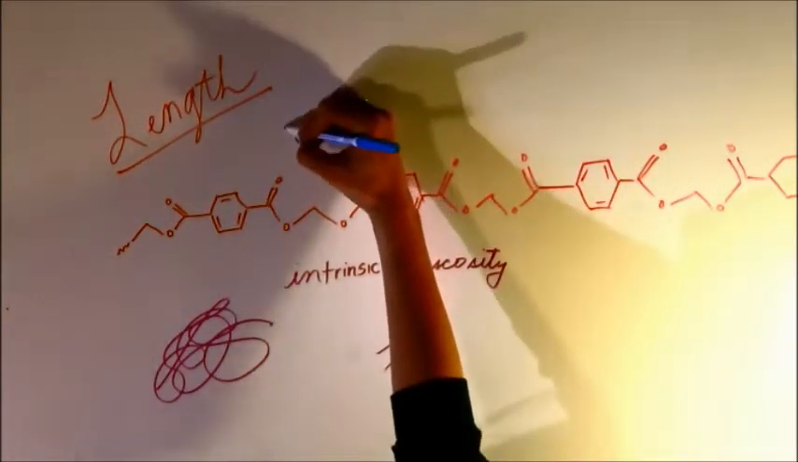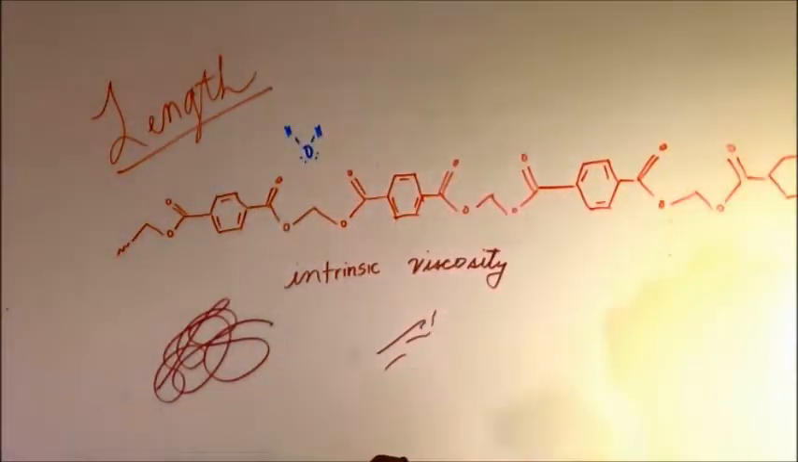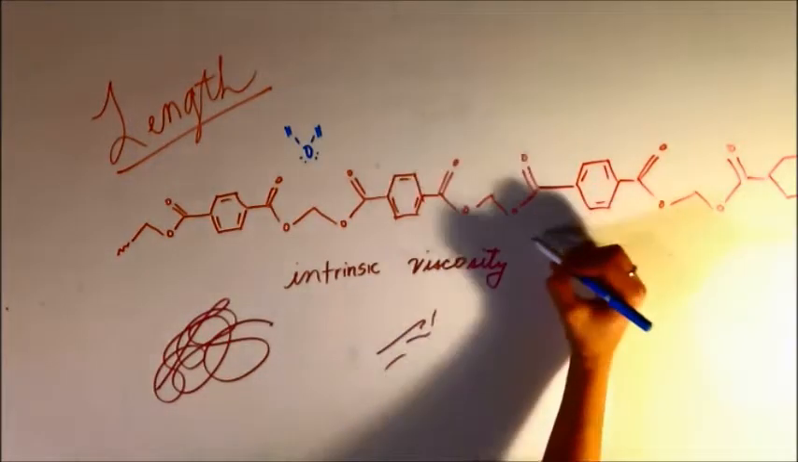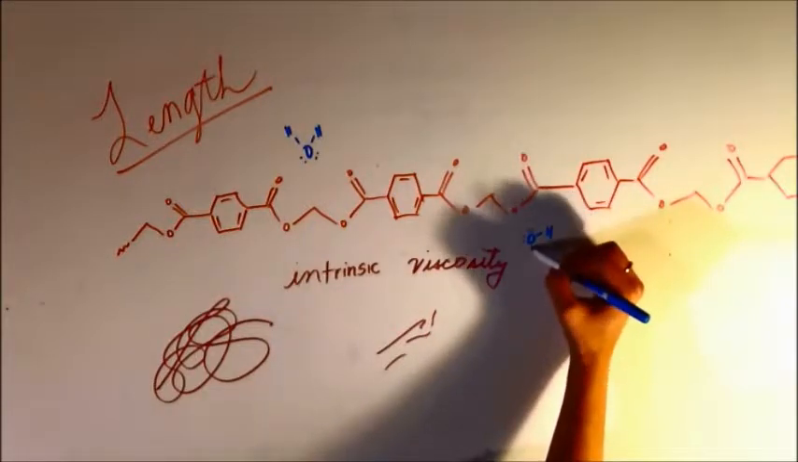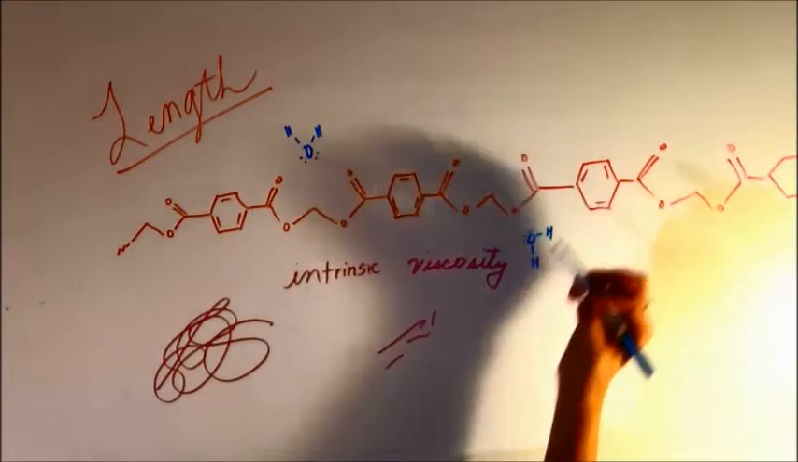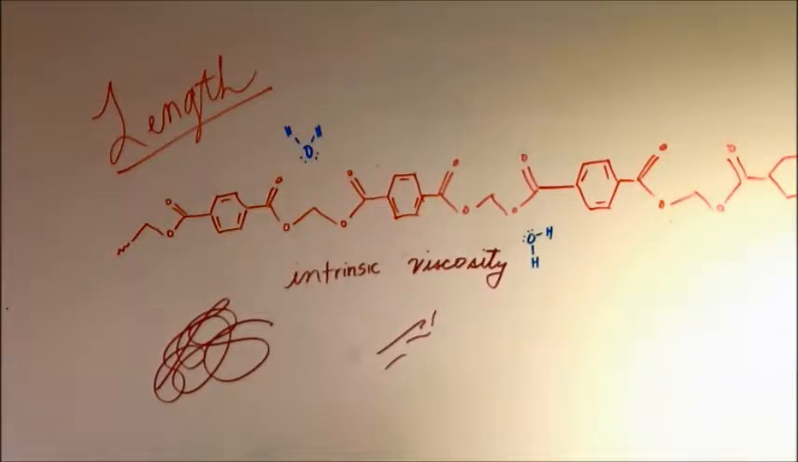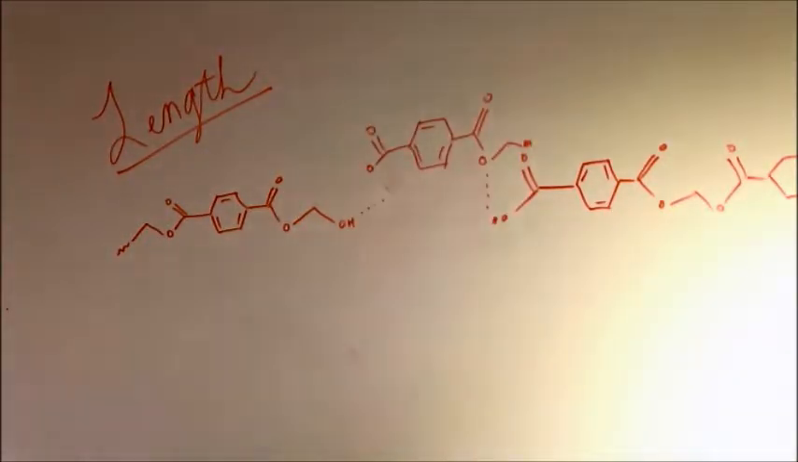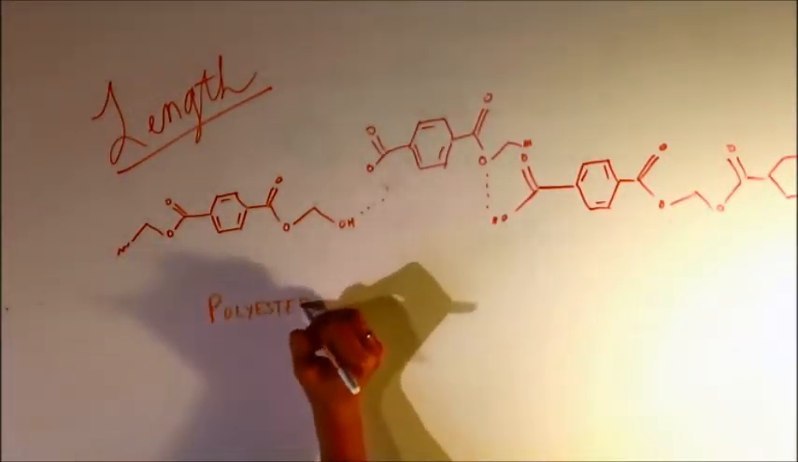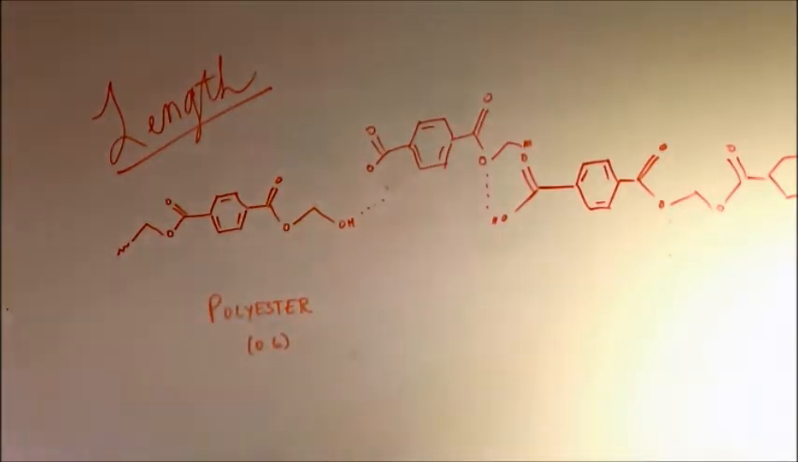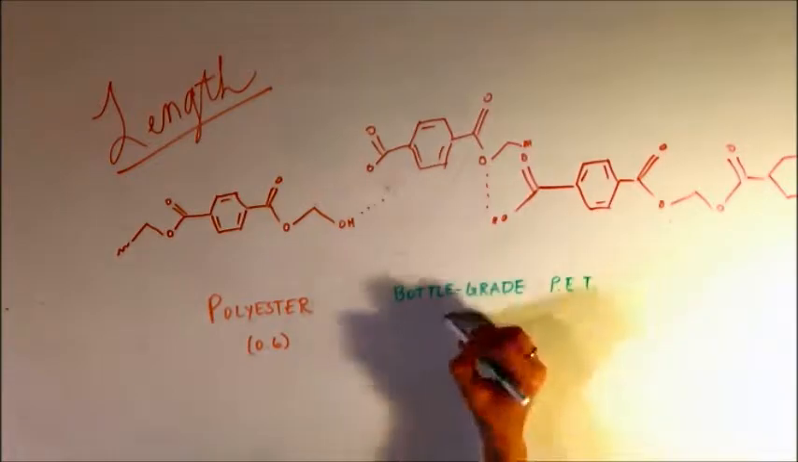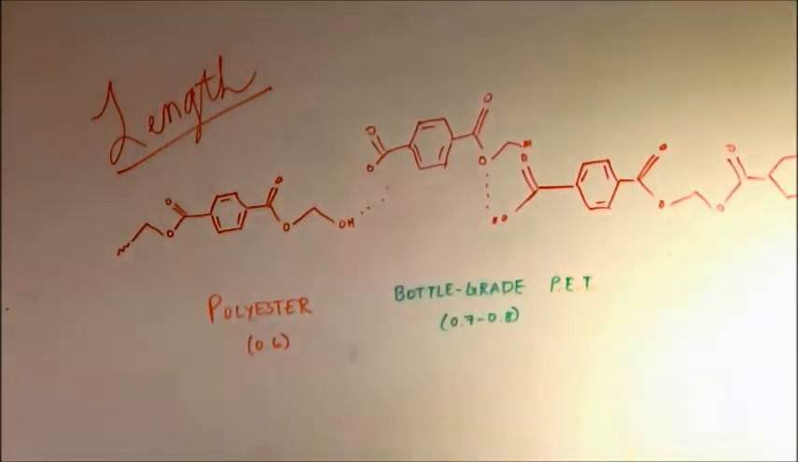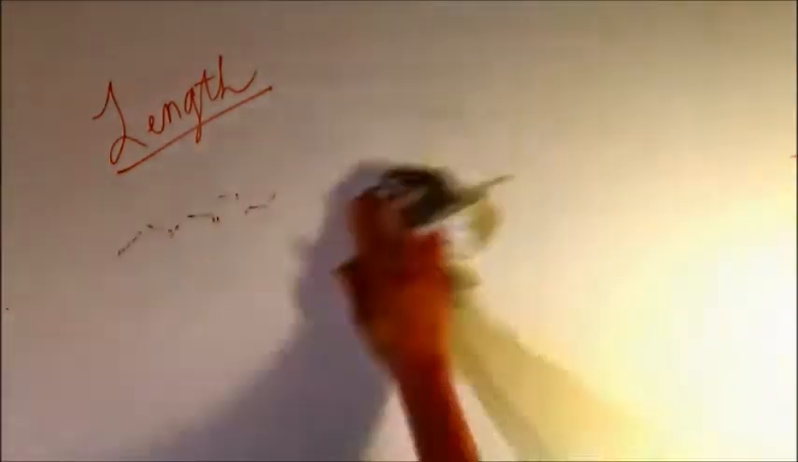If water were present in the reaction, it would decrease the polymer lengths and consequently the intrinsic viscosity because of its polarity. The polar parts of PET would react with the polar water molecule to break the polymer chain into shorter segments. Polyester fibers have much lower intrinsic viscosity, closer to 0.6, than bottle-grade PET, which is between 0.7 and 0.8. This makes sense because these fibers are far more malleable than their plastic bottle counterparts.